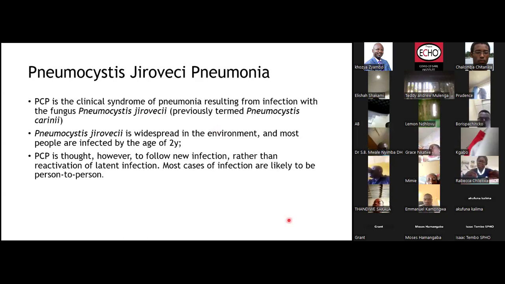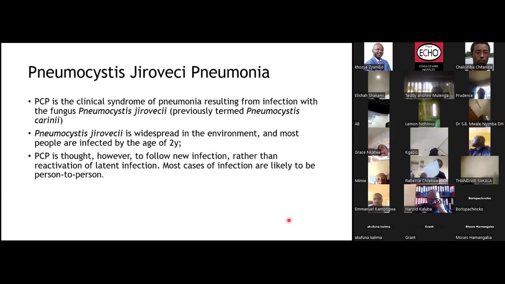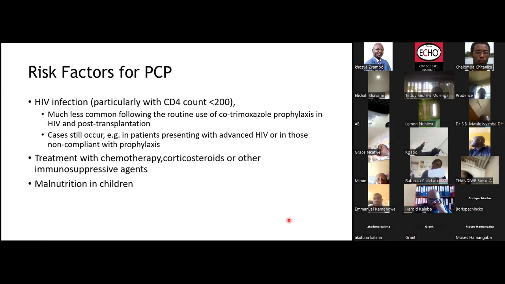So it's a widespread pathogen in the environment. Most of us have latent PCP infection, though it is different from TB in that most people that get PCP infection don't get it from latent infection. They actually get it via inhalation from person to person.